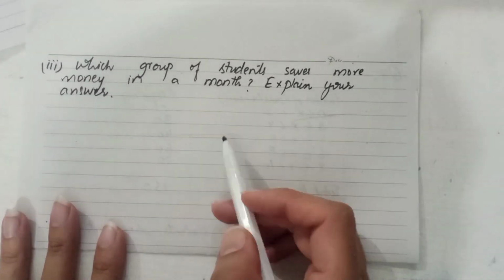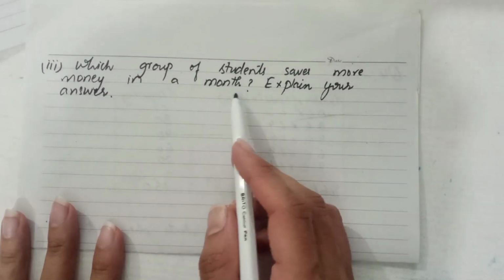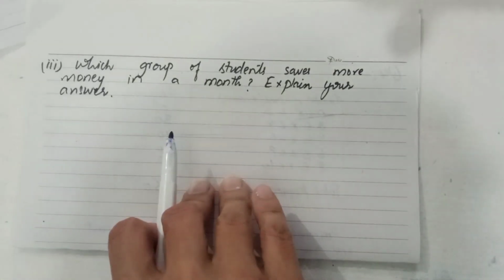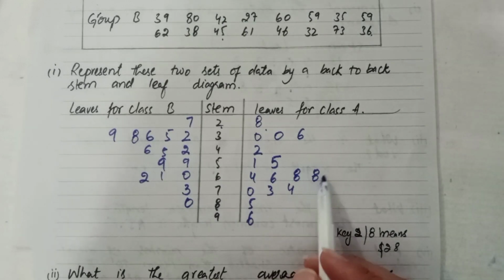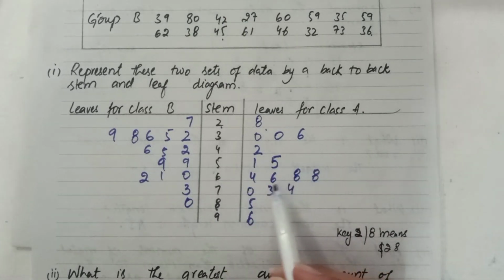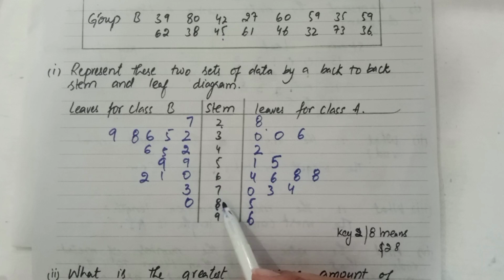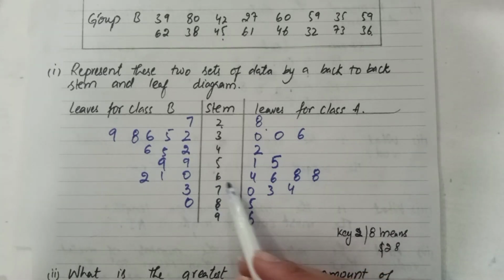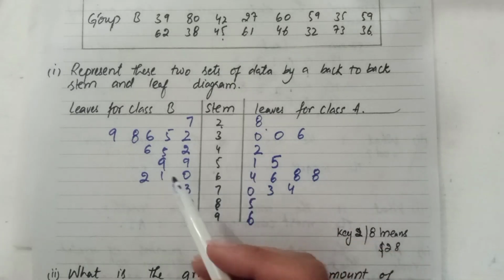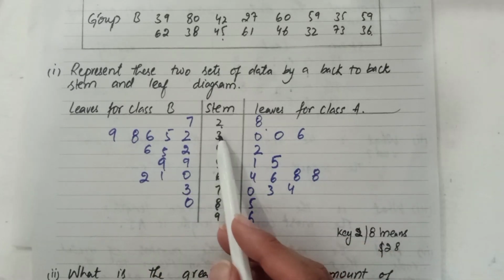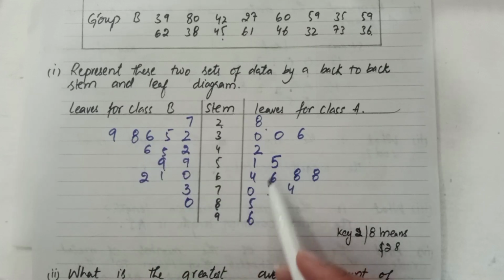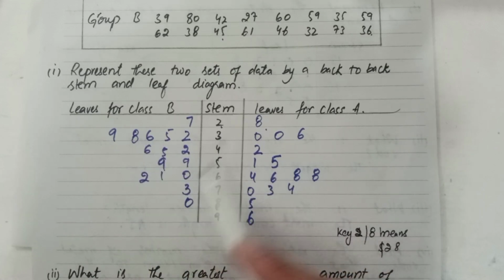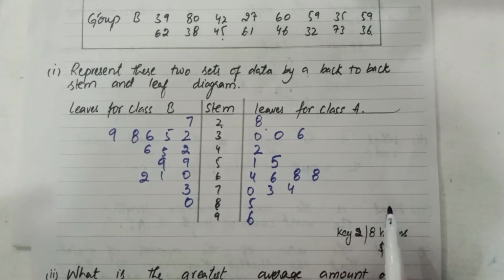Now students, part number 3: which group of students saves more money in a month? Explain your answer. We can observe this stem and leaf diagram. Group A saves more money because the students are clustered at 6 and 7. For class B, there are more students at 3 and 4. But for class A, it is 6 and 7. It means class A saved more money.